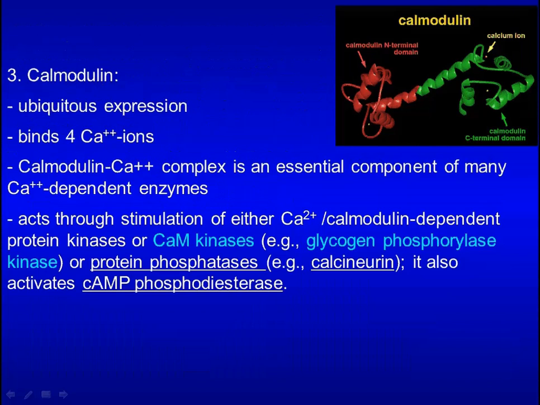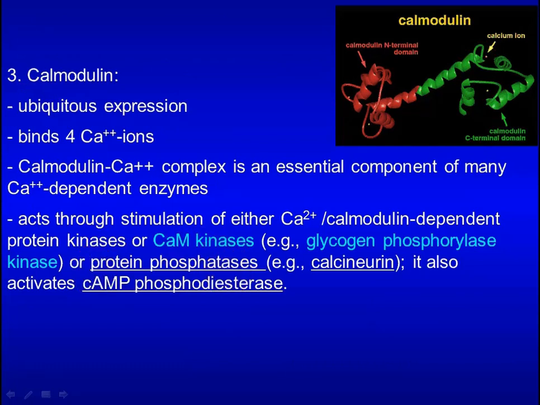The third protein is calmodulin. Calmodulin is ubiquitously expressed. Each calmodulin molecule binds 4 calcium ions. The calmodulin-calcium complex is an essential component of many calcium-dependent enzymes. Calmodulin acts through stimulation of either calmodulin-dependent protein kinases, or CaM kinases, or protein phosphatases.